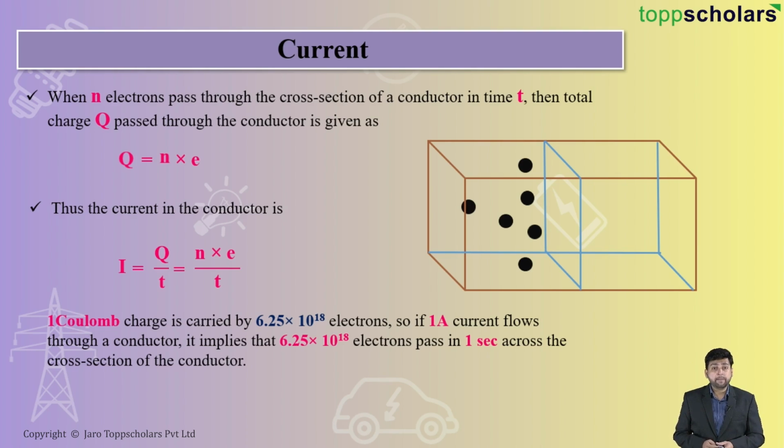And what is 1 ampere? 1 ampere implies that these 6.25 into 10 raised to 18 electrons should pass through a conductor in 1 second. So, 1 ampere is 6.25 into 10 raised to 18 electrons passing in 1 second.